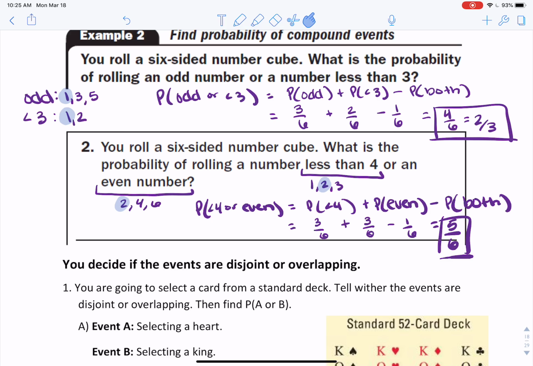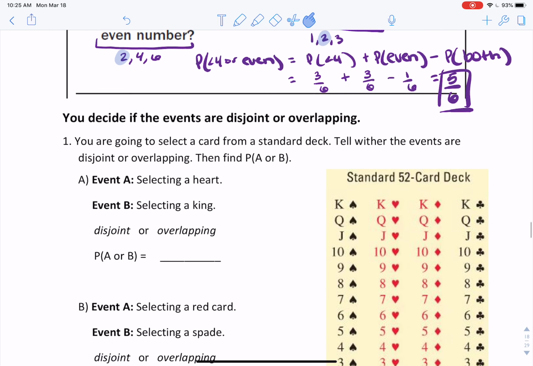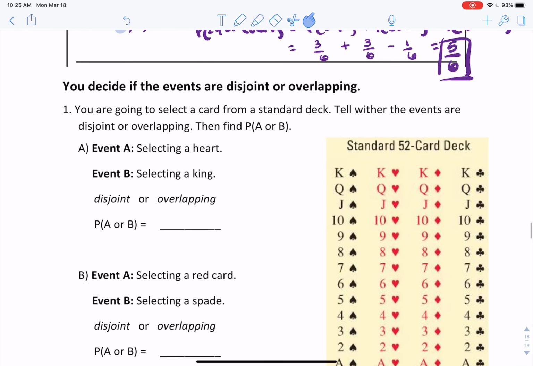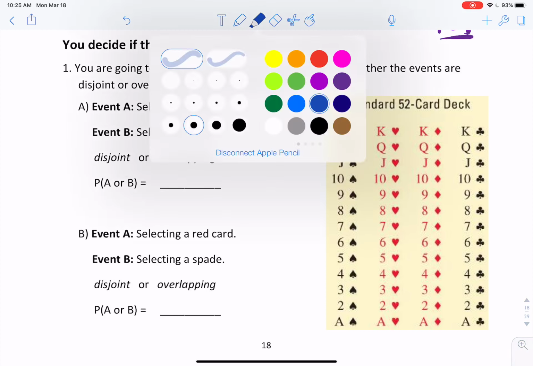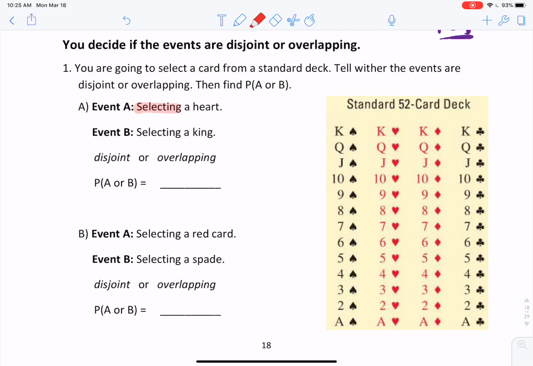Now let's take a guess here with some of these. We're going to decide if the events are disjoint or overlapping. So we're going to use cards. This here says you're going to select a card from a standard deck, tell whether the events are disjoint or overlapping, then find P of A or B. So here event A is selecting a heart. Event B is selecting a king.